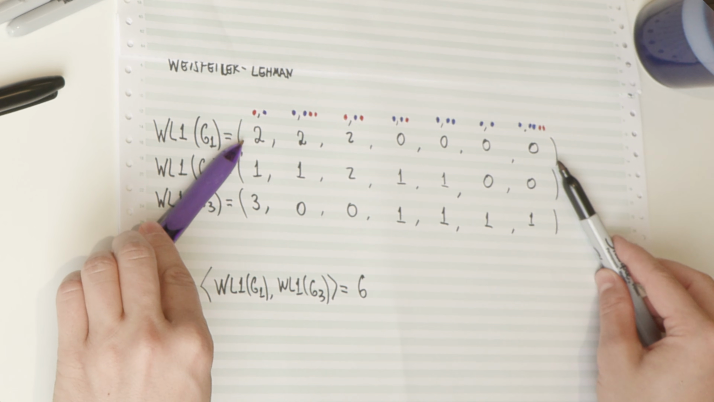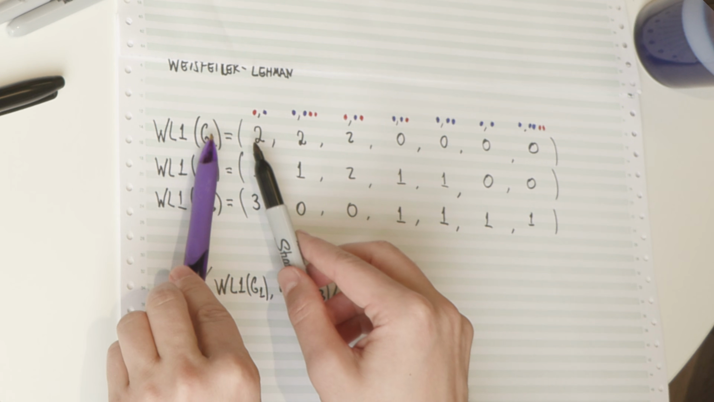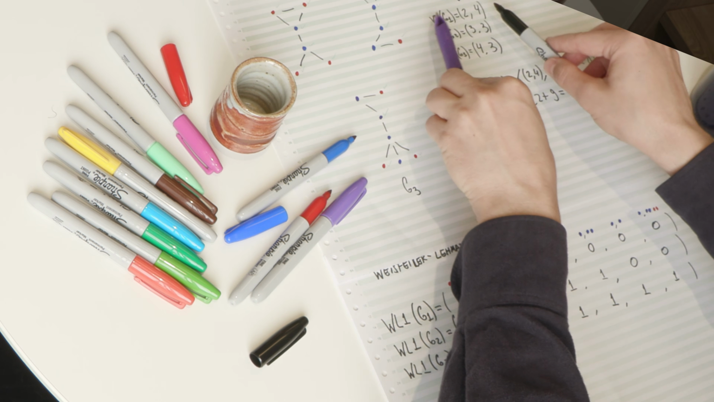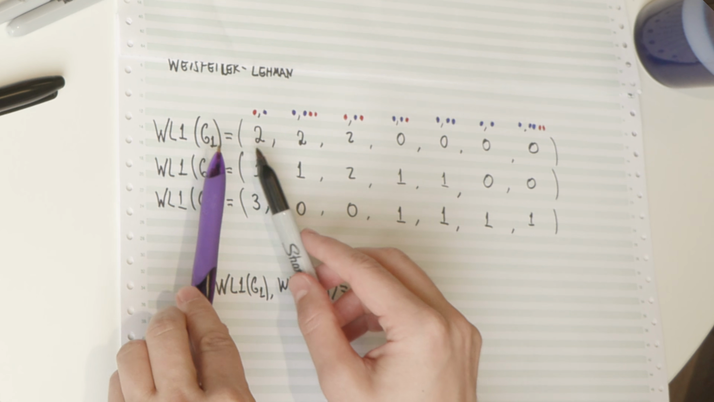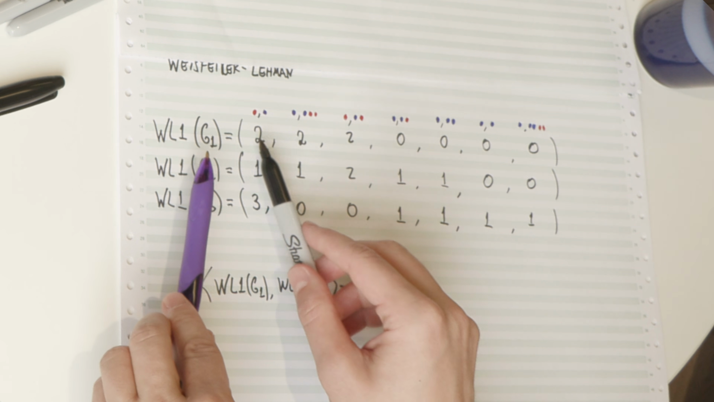I should mention at this point, many implementations don't have just this vector here, but append, so concatenate, the first one, the vertex histogram, at the beginning. So I would have something like 2, 4, the rest. And in that case, I would not get a 6, I would get 20 plus 6. But for this example, let's just stick with the second half.